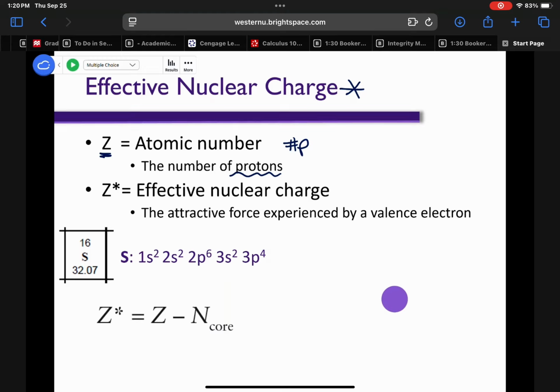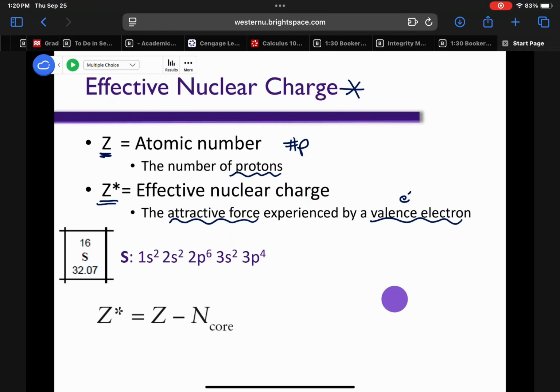We can also talk about Z star, which is called the effective nuclear charge. Nuclear charge is like the number of protons, but effective nuclear charge is like this qualifier, the experienced nuclear charge, the in reality, feet on the ground, what it actually feels like kind of nuclear charge. It's the attractive force that a valence electron experiences when it is hanging out in that atom. This concept is best explained with an example.